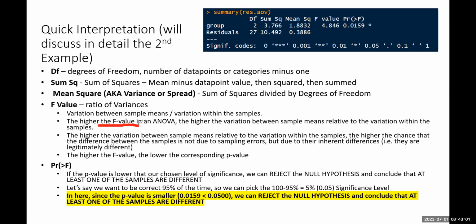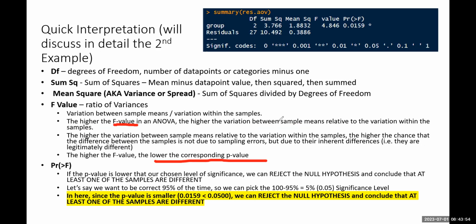Now, when you have a high value of F, this will also mean that the variation between the samples is bigger than the variation within the samples. So it means that the groups are legitimately different. The higher the variation between the sample means relative to the variations within the samples, the higher the chance that the difference between the samples is not due to sampling errors, but due to their inherent differences. So yeah, they're legitimately different. And generally, a high F value will tend to have a lower corresponding p-value.